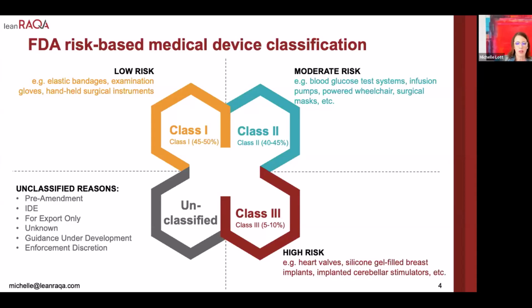Most of these are pre-amendment, meaning when they first put the product-specific regulations in place in the US, there was this group that for whatever reason, they didn't create a regulation for. These are risk-based. About 40 to 45% fall into a class 1 category. Class 2 makes up another 40 to 45%. And those higher risk and unclassified devices really only make up 5 to 10%. They're usually things like either high risk implants or life-supporting, life-sustaining devices.